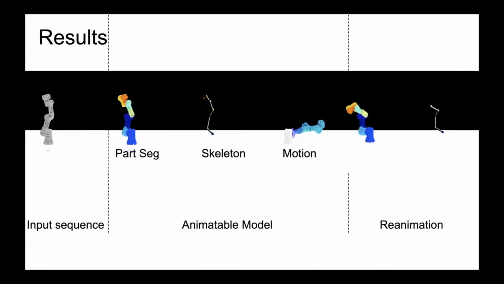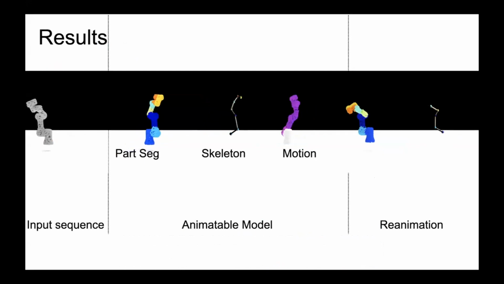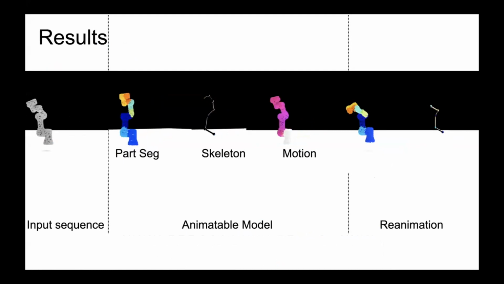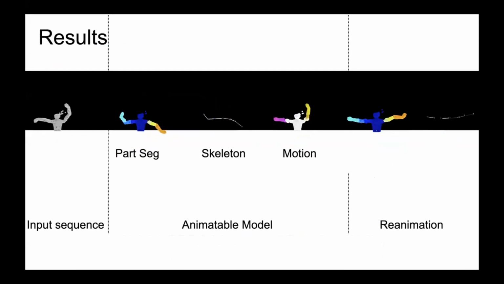So you can take in a point cloud sequence of the form that you're seeing on the left-hand side. You can infer, and I'm showing you the inferred part segmentation, the skeleton, the motion, and some reanimation results. So for a complex object, this works quite well, right? You can do another robot. You can have one articulated object, you can have another articulated object, and it is able to handle them. The same model is able to handle them.